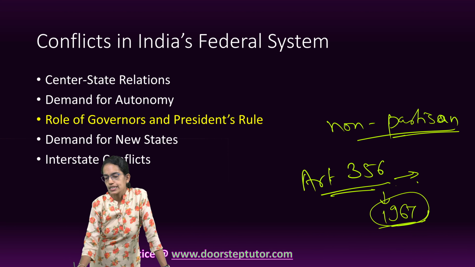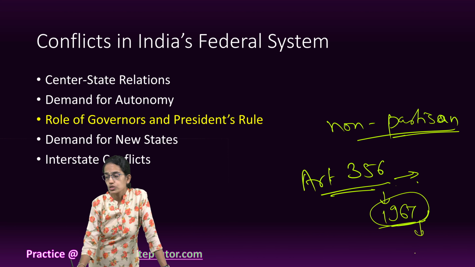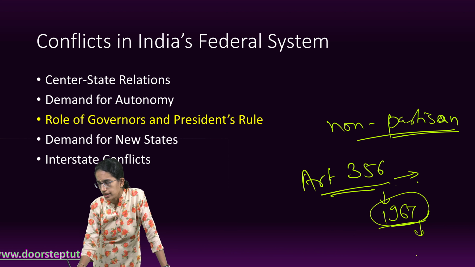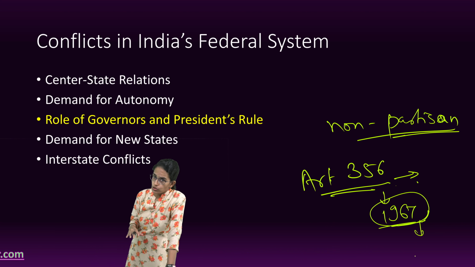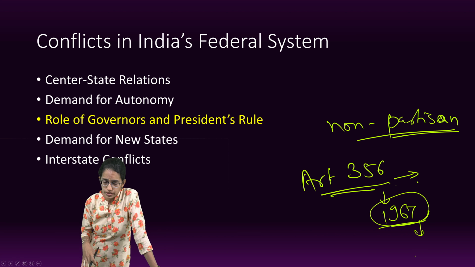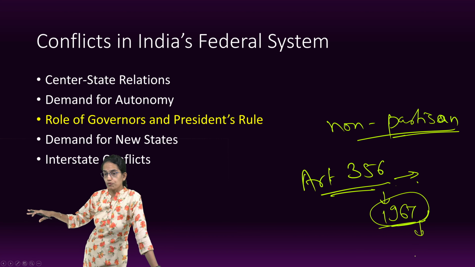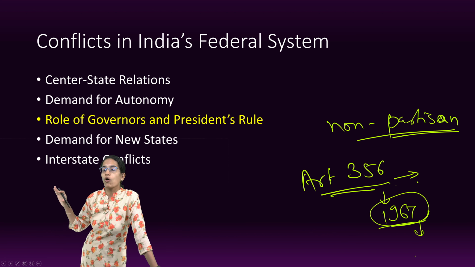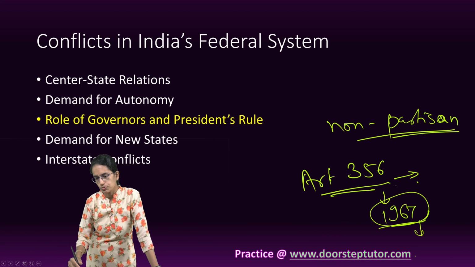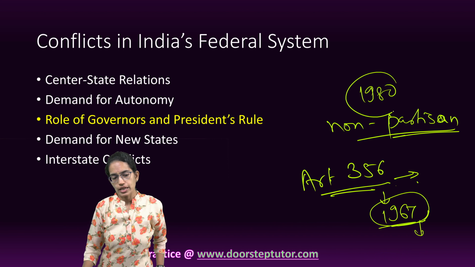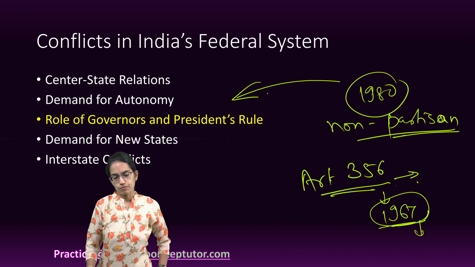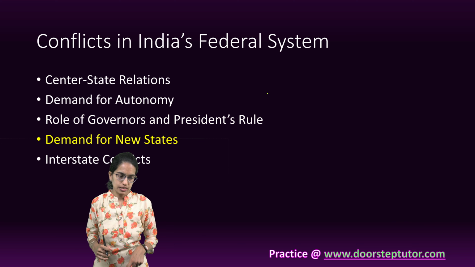However, after 1967, this was commonly used in many of the states where the states were non-Congress and the center was in Congress government. Also, we have seen that the central government removed the elected governments of Andhra Pradesh and Jammu and Kashmir in the 1980s. So there has definitely been involvement and interference of the center in state governance.